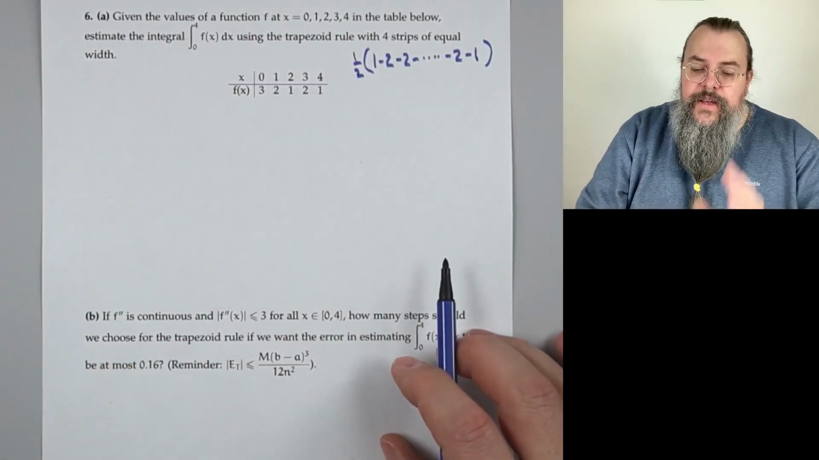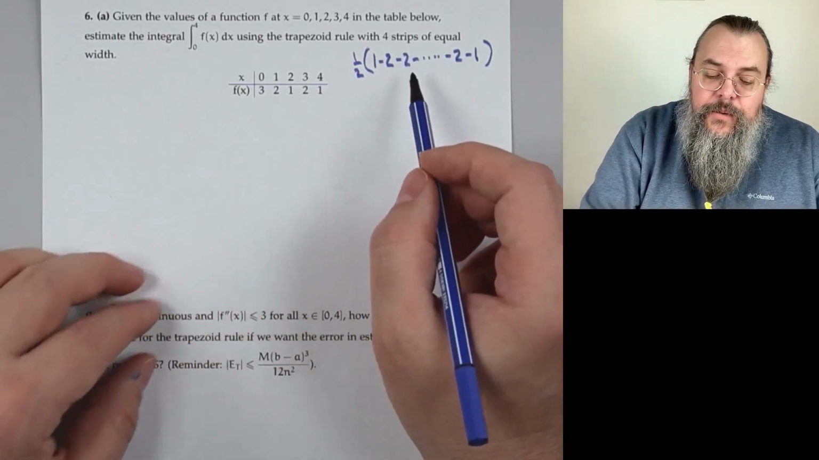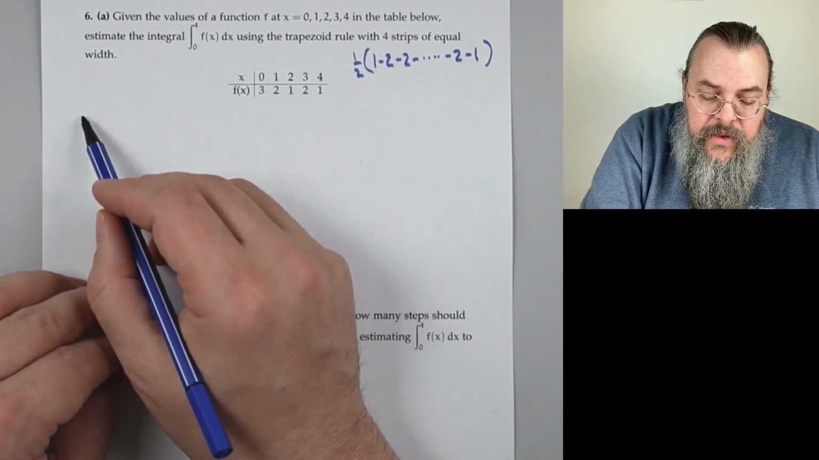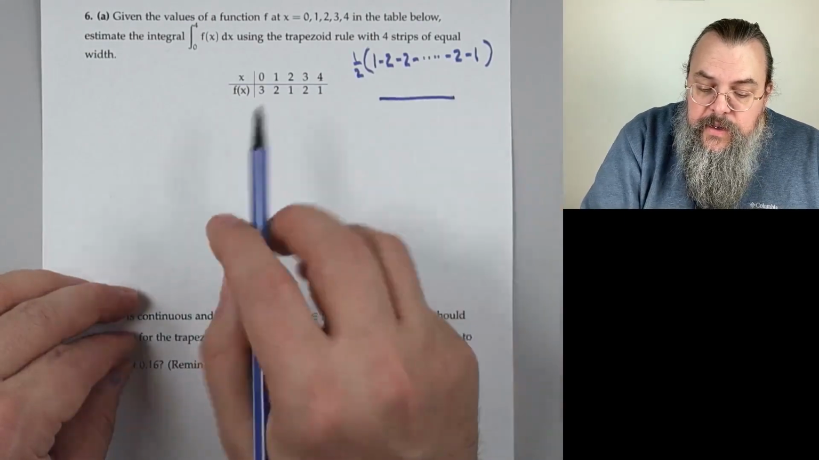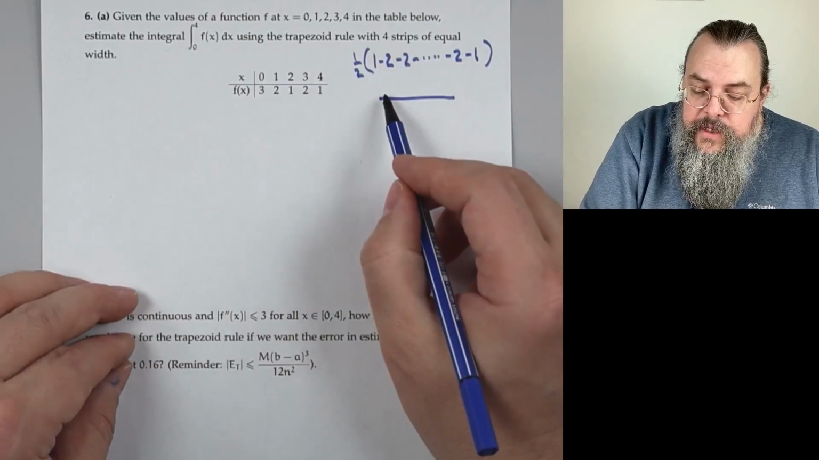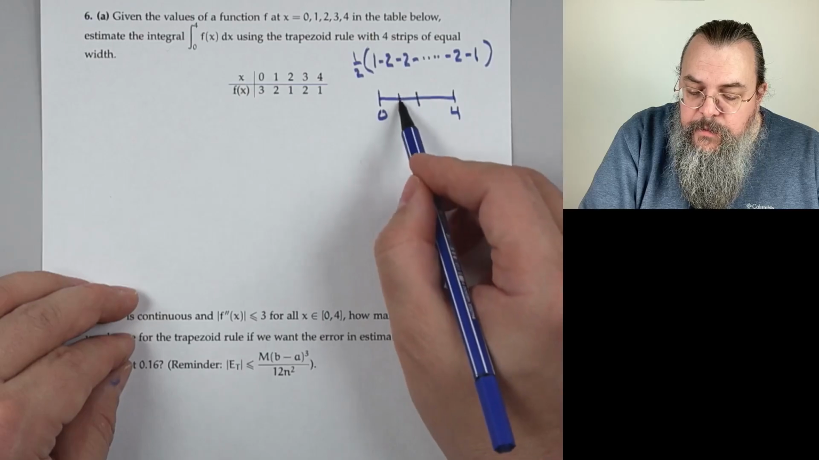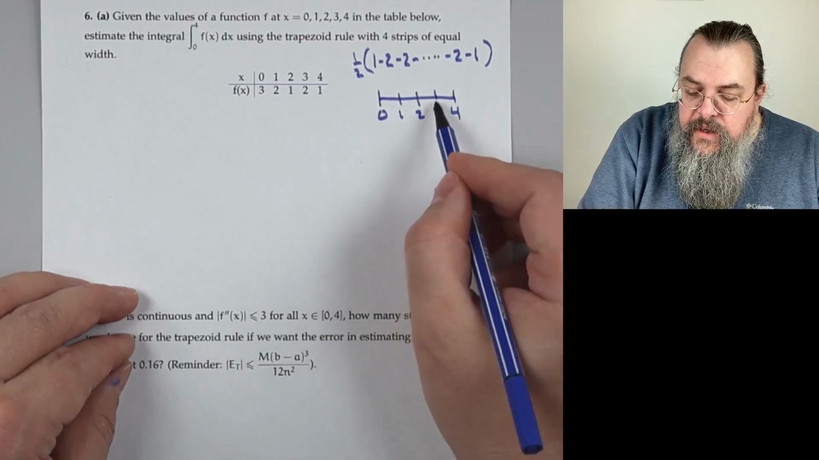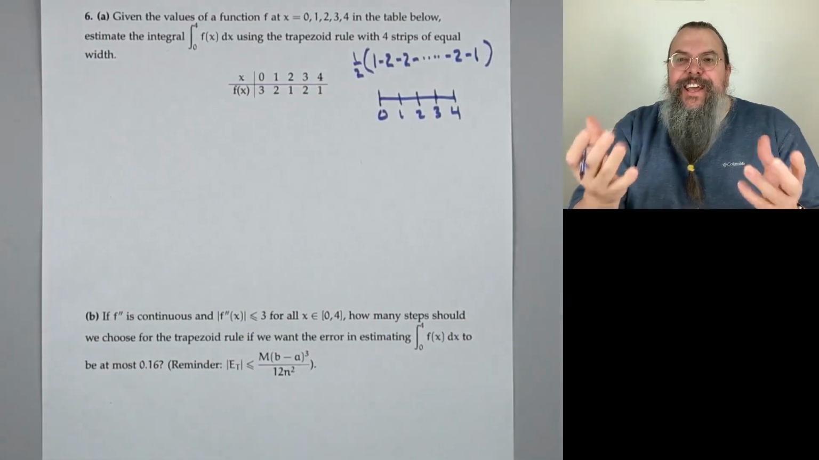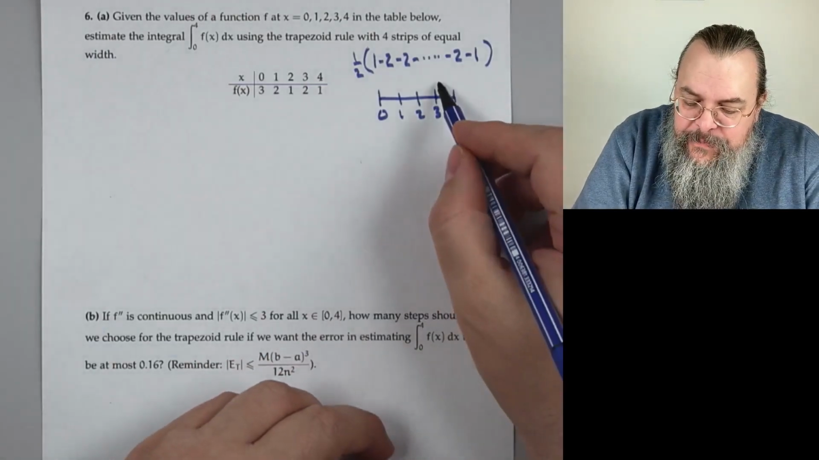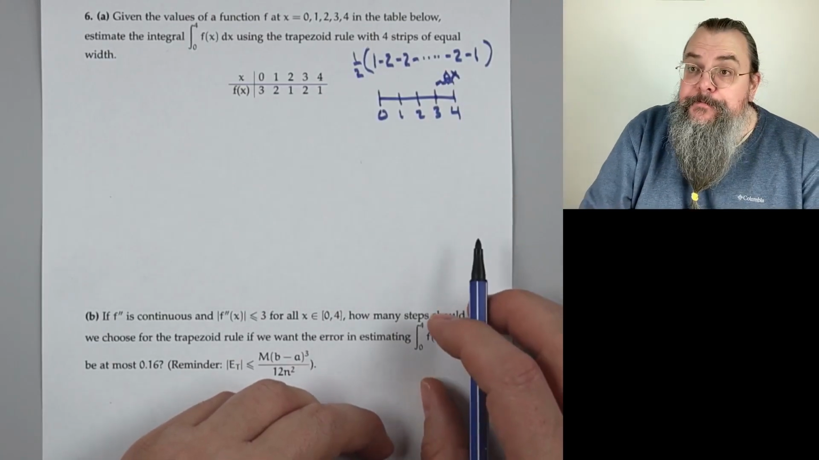Okay, so let's go through, and of course, what does this all mean? Well, our interval is 0 to 4, and we're going to have 4 strips of equal width. If you chop 0 to 4 up into 4 pieces of equal width, not surprisingly, you end up at the points 0, 1, 2, 3, 4. They gave us the table, so of course that's what we'll have. And so we're in good shape because the width is 1.